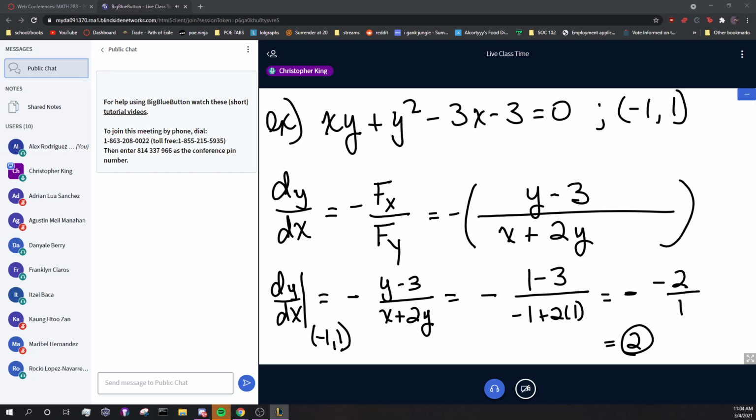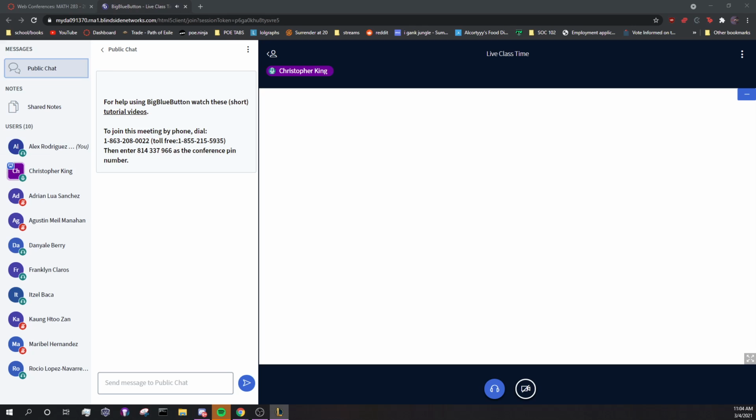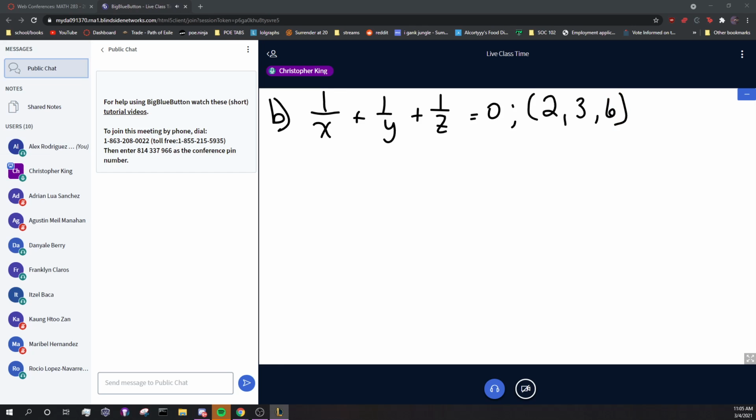All right, for the second one, we are given that 1 over x plus 1 over y plus 1 over z is equal to 0, and we're given the values 2, 3, and 6. This time I'm going to switch it up a little bit. I want to find the partial of z with respect to x.